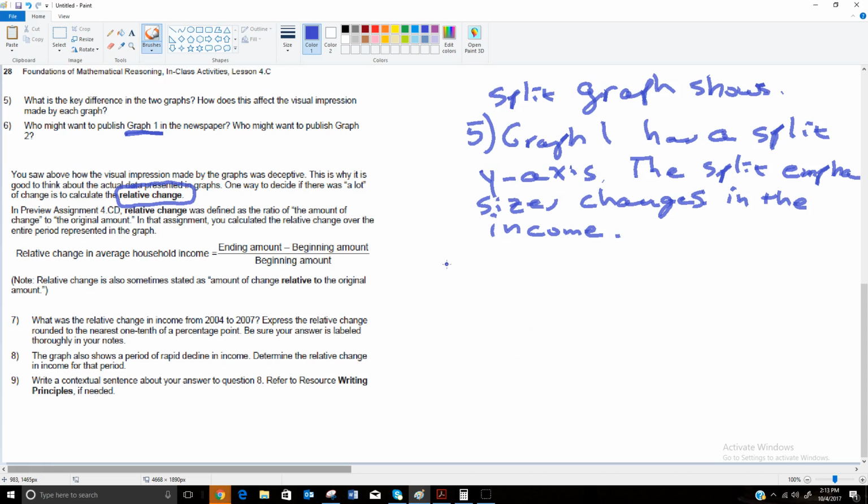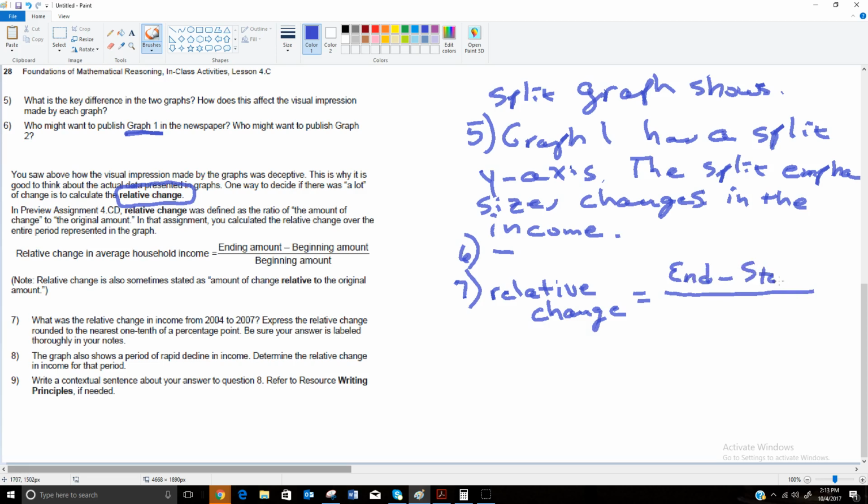So I've written this for some students, just in general, and it seems to help them some to think of it as end minus start over start. A little bit more cryptic than what this has here, but easier to remember. So the relative change is the end, whatever the value is at the end, minus the start, whatever the value was at the start, and then divide it by wherever it started.